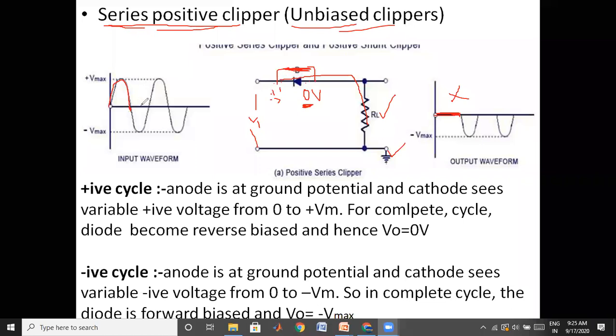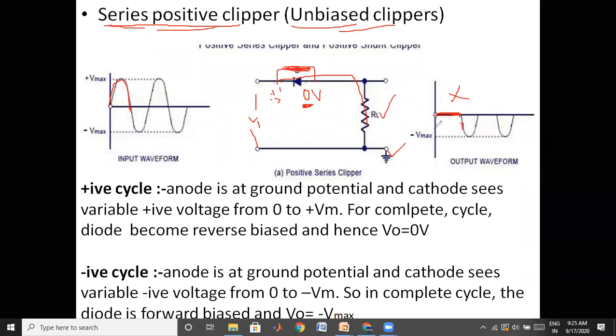Okay, when coming to the negative cycle, a negative voltage is applied across the cathode and 0 volts across the anode. Therefore, this diode will be in on state. When it is on, it acts as a short circuit. I am speaking regarding the ideal diode. If it is a practical diode, you may have some cut-in voltage of 0.7. Therefore, output may start after 0.7.